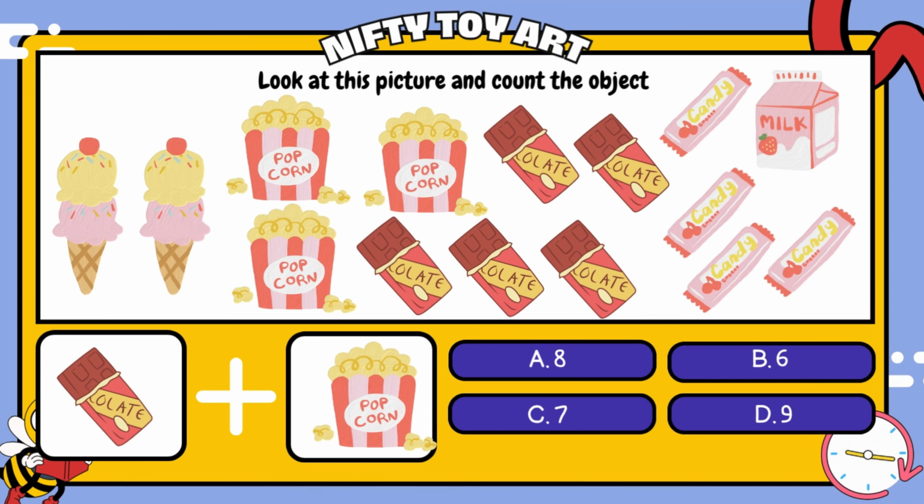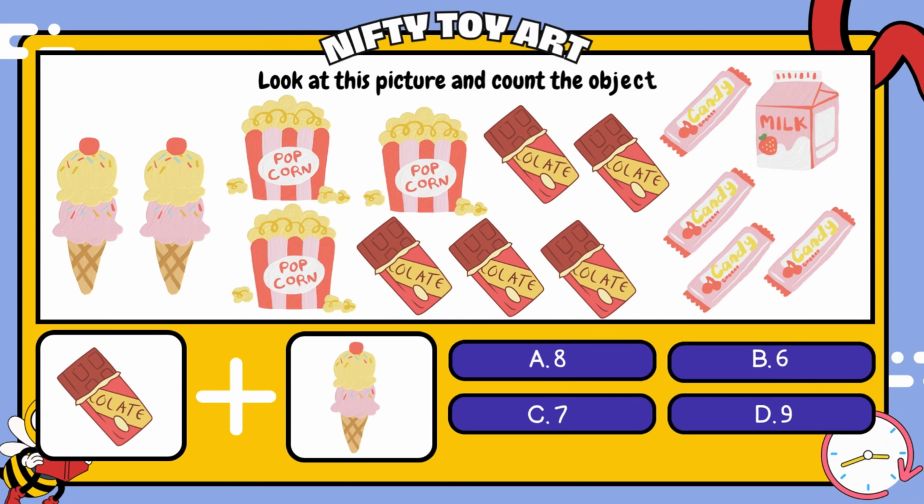I want to take all the chocolate plus the popcorn. So what is the total number of foods? That's right, 8. I want to take all the chocolate plus the ice cream. So what is the total number of foods? That's right, 7.